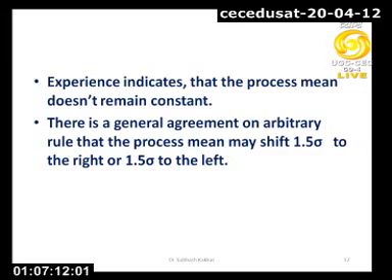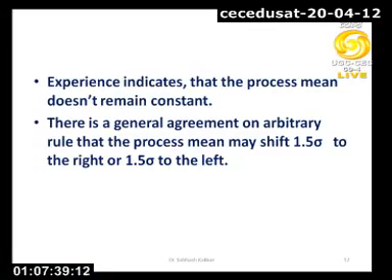Experience indicates that the process mean does not remain constant. Now, manufacturers will tell you that while operating the machines or operating the process, the mean does not remain at a constant location. It keeps on shifting, maybe depending upon the condition of the machines, maybe depending upon the condition of the tools being used for the process.